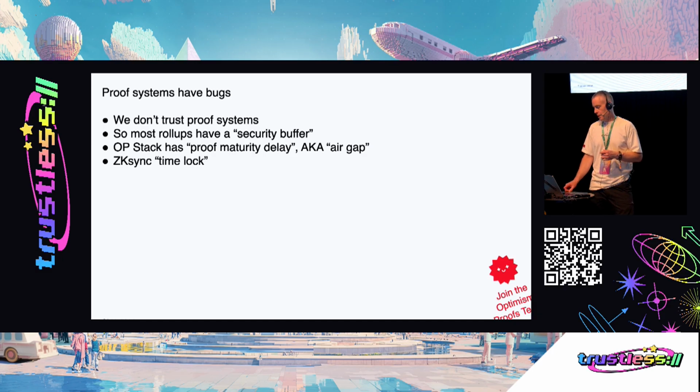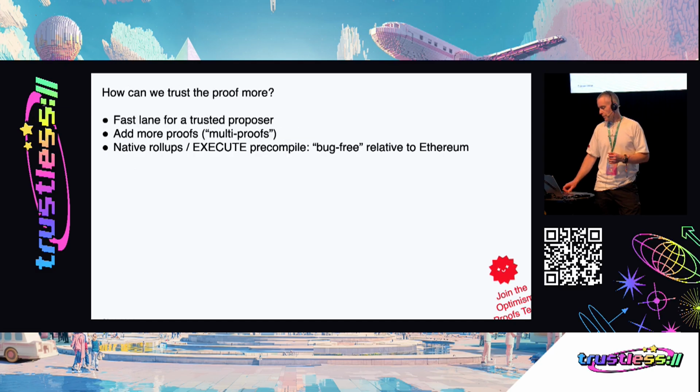This is in the OP stack, it's called the proof maturity delay, sometimes called the air gap. I think ZK Sync calls it the time lock. These times vary, but they're at least a few hours typically. So in order to reduce that, you just need to trust the proof more. How can we do that? Well, there's a few ways. You could, in theory, have a trusted proposer with a fast lane, right?